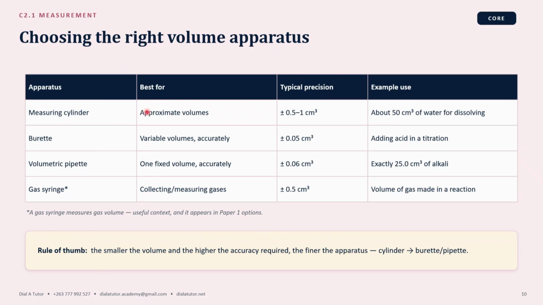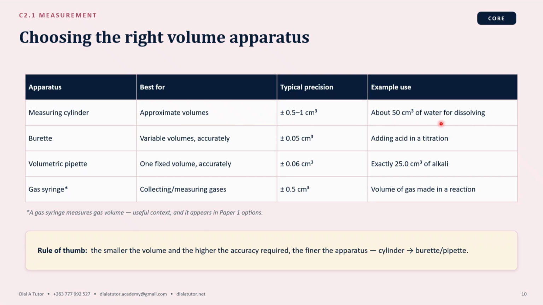Choosing the right volume apparatus. For instance, they may even ask you in the exam; they'll give you a particular quantity or a given situation, and you should be in a very good position to point out which apparatus must be used. So a measuring cylinder measures approximate volumes, probably to 1 cubic centimeter precision.